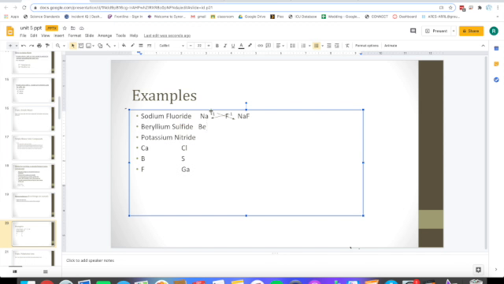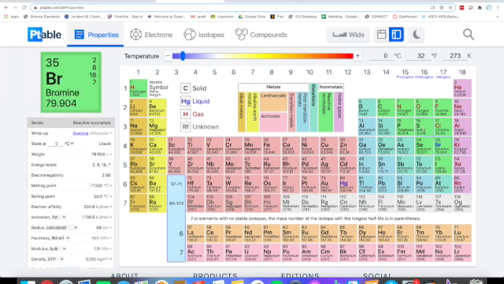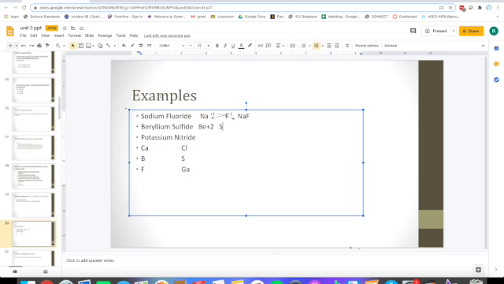So Be is +2. And then sulfide is sulfur. So we'll look at sulfur on the periodic table, and it is right here in the second column over, because we're not counting the noble gases. So second column over, which means it has a -2 charge. So -2.